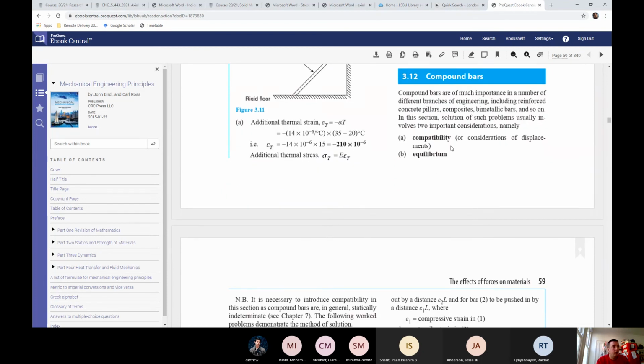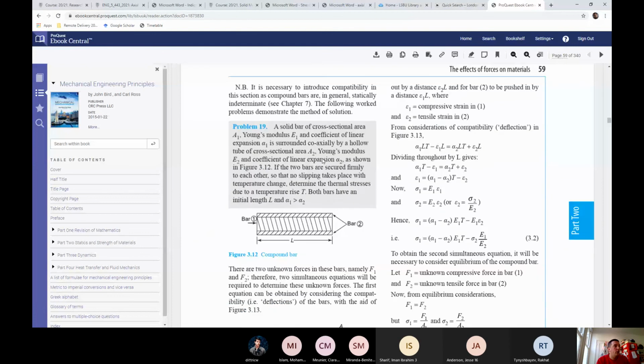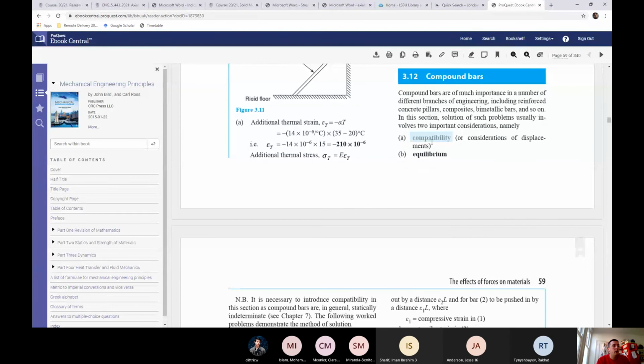Compound bars, it's what happens if you have multiple materials. And the key ideas are these. You need 2 different considerations. Equilibrium, which we've talked about, loads, so the forces have to be balanced. But you also need this new consideration, which is compatibility. And what we're saying there is, if you've got reinforced concrete with concrete and steel together, and you compress that concrete, the concrete and the steel compress by the same amount.